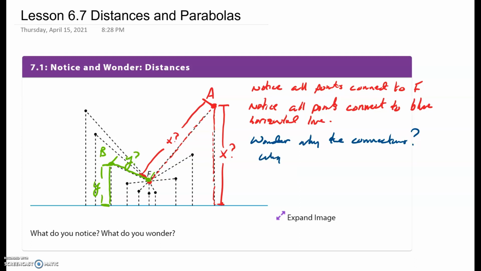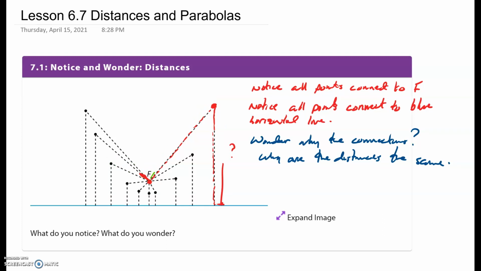Why are the distances the same? And there is a specific reason for that. Okay, there is a specific reason for that. Let me get rid of these markings on my drawing. Now what I want to do is highlight how these points are positioned.